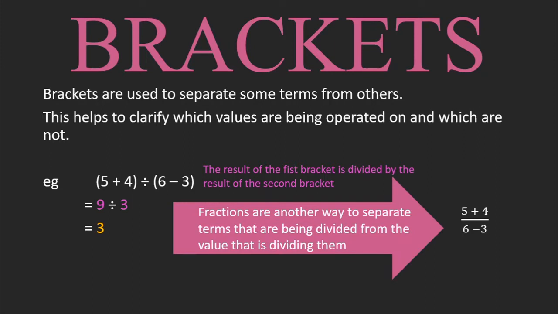We can show this in a different way as well. When you use fractions, you can clearly see that the numerator is separated from the denominator. So we don't need to use brackets to show that, but it works in the same way as brackets. First, we need to work out the value of the numerator, so 5 plus 4, and the value of the denominator, so 6 minus 3, and then remember a fraction is just a division of the top divided by the bottom. So that's going to be 9 over 3, which is 9 divided by 3, which is 3.